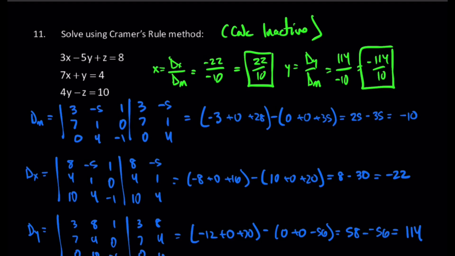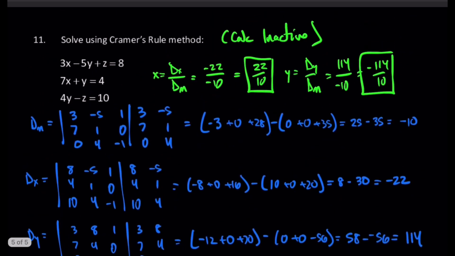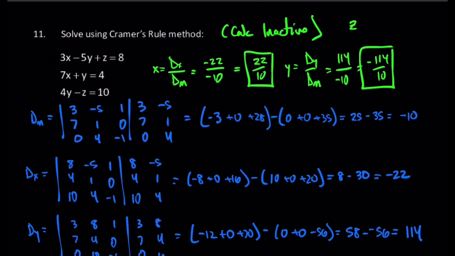And finally, z. I'll have to do z down here somewhere, I guess. Sorry. Z equals dz over dm. dz was 556 over negative 10. And I don't really care where you put the negative, so that's fine. You just do it like that.